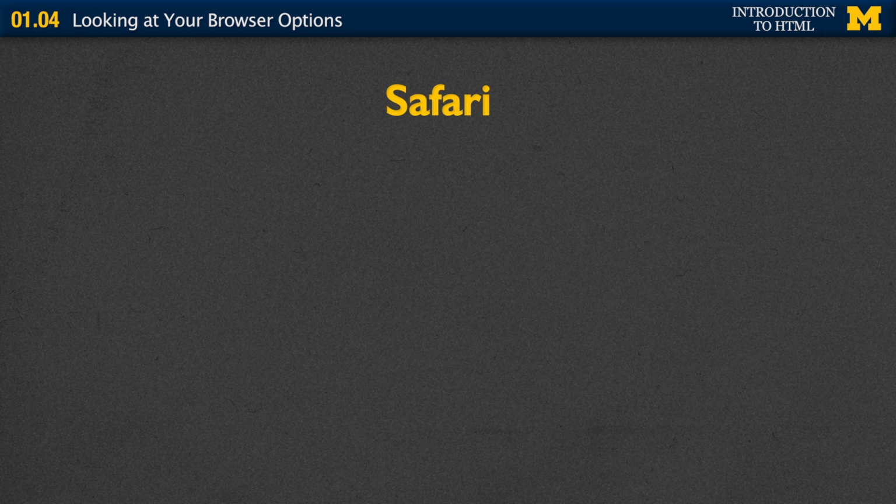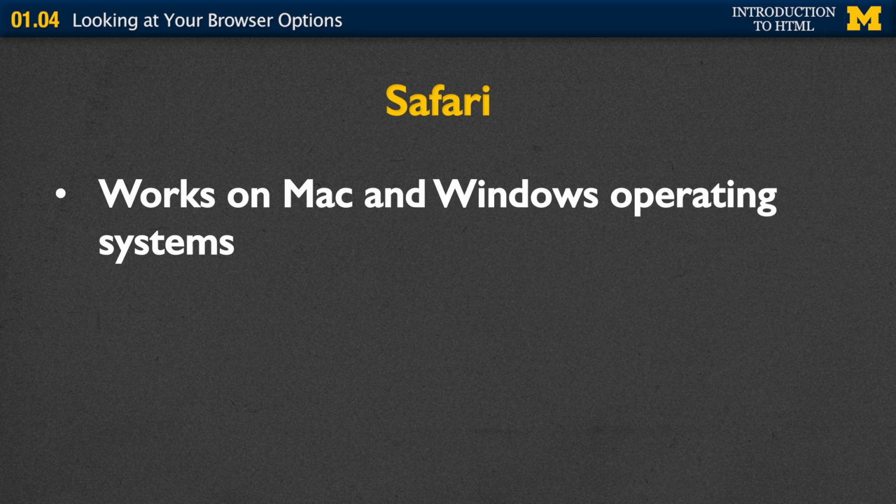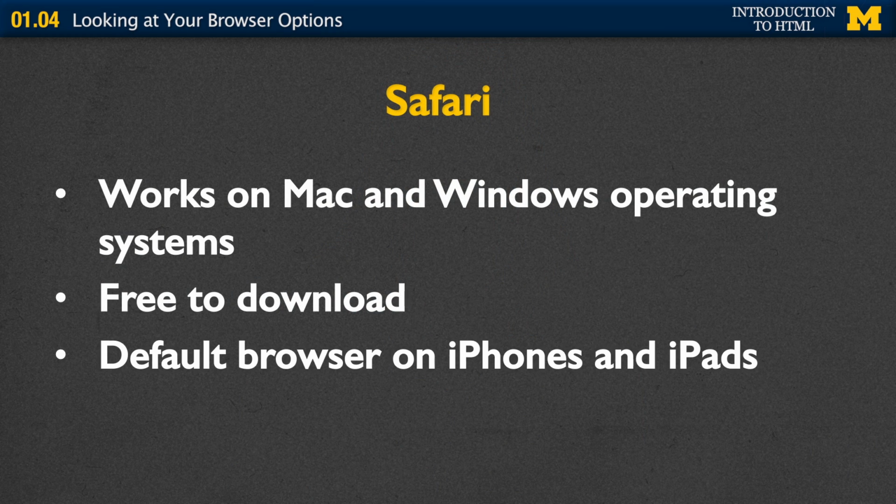The next one we're going to talk about is Safari. Now, Safari works on both Mac and Windows operating systems. So it doesn't matter what type of machine you're using, you can go ahead and download Safari and test or develop your code from there. It's free to download. It's also the default browser on both iPhones and iPads. So there's a really good chance that you have used Safari at some point and not really paid any attention to the fact that you were using it.